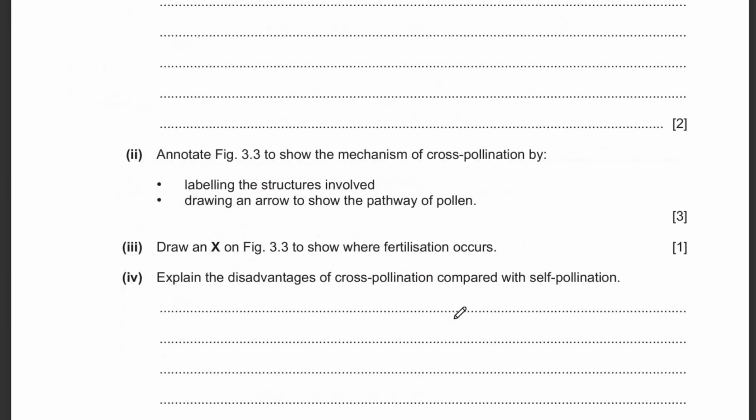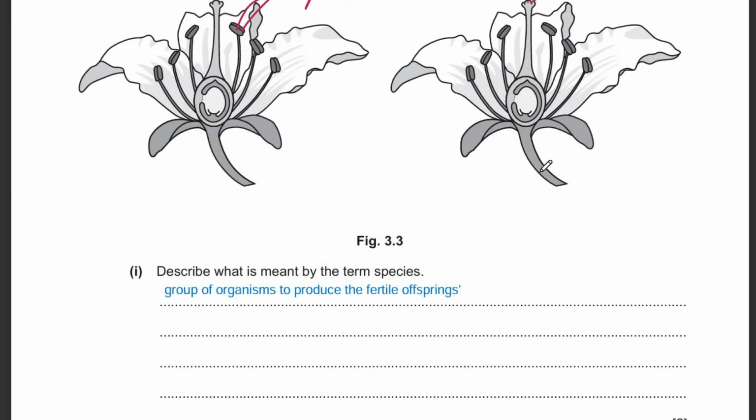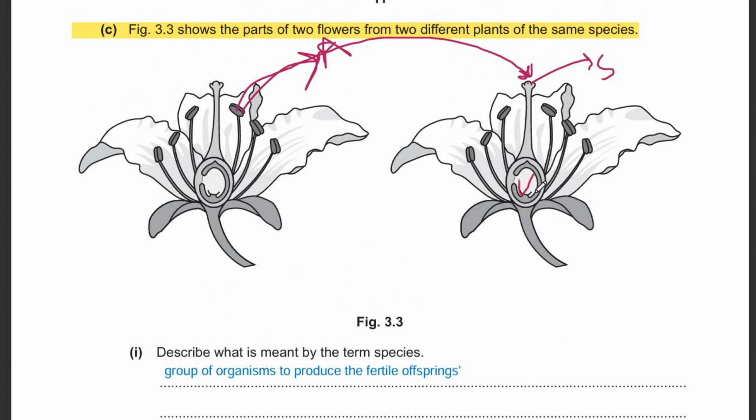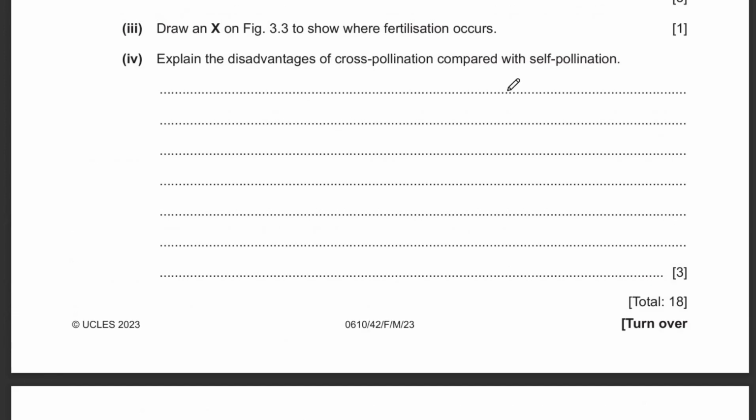Alright. Now draw X on figure 3.3 to show where fertilization occurs. We all know that fertilization occurs in the ovaries. Ovary is over here. So this is the X. Alright. Now, explain the disadvantages of cross-pollination compared with self-pollination.